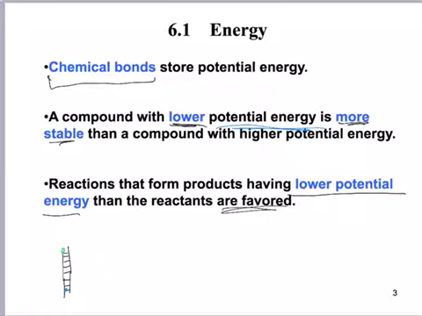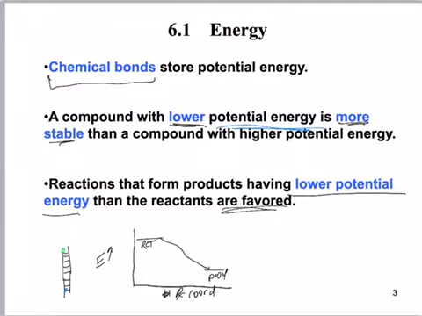Okay? It means that if we take a look at a reaction, so energy is on the y-axis, and what we call the reaction coordinate, which is just a fancy way of saying progress of the reaction. What we're saying is that our reactants have higher energy than our products, and that tends to be favored. So going down in energy is going to be favored, which means the reaction is more likely to occur.